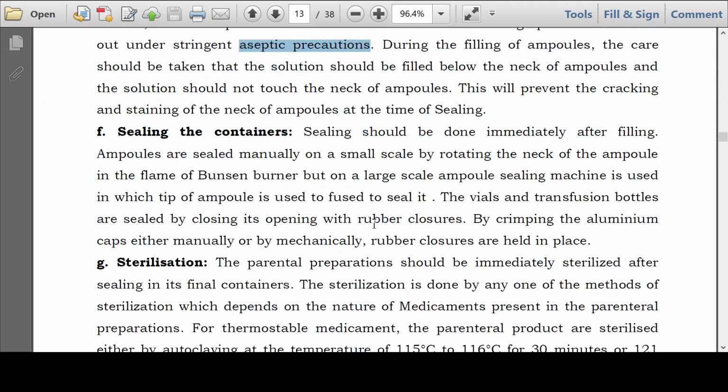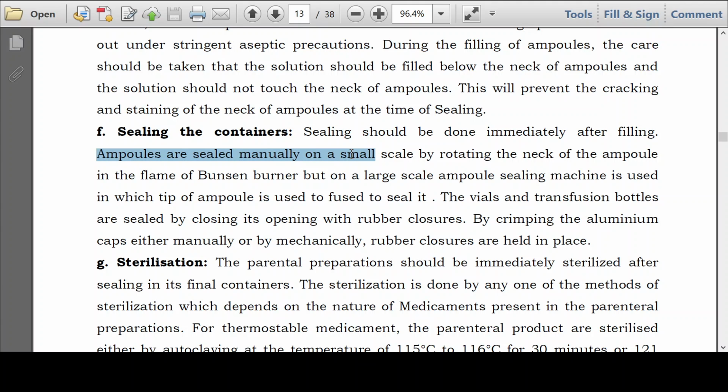The next step is the sealing of the containers. Sealing should be done immediately after the filling. So sealing and filling should be done, we can say, in a single step. As filling finishes, sealing should be started. Not like you fill the product inside the ampoule and vial and keep it aside for 1 hour or 2 hours or one day, and after one day you seal those ampoules or vials. This will not be accepted. After filling, sealing should be carried out immediately to maintain the sterility and integrity of the product.